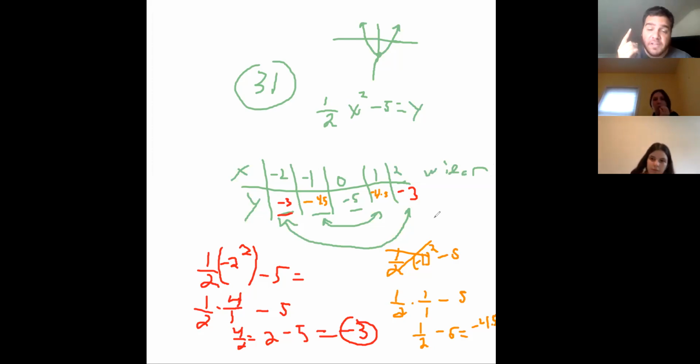Shifted down. It shifted down. And you could tell that from the C, which is -5 in this case, because if it's -5, it literally takes the graph and drags it down 5 units.